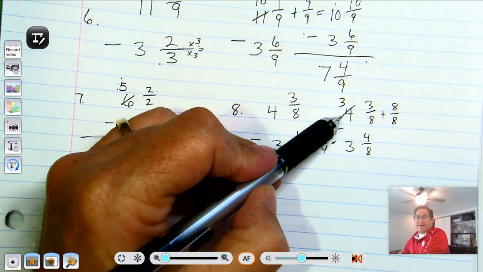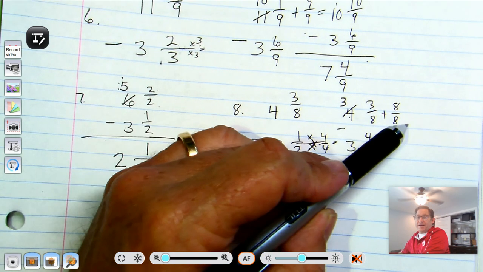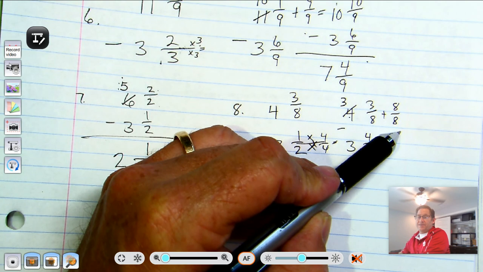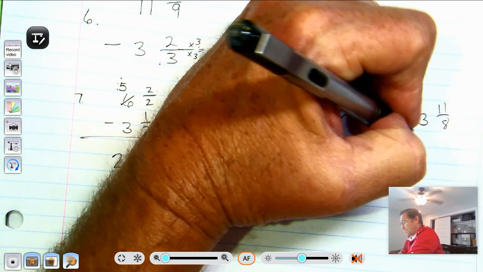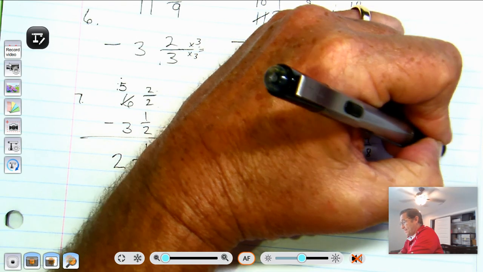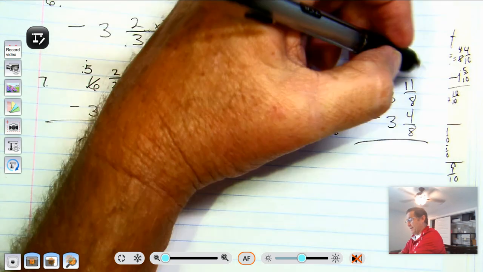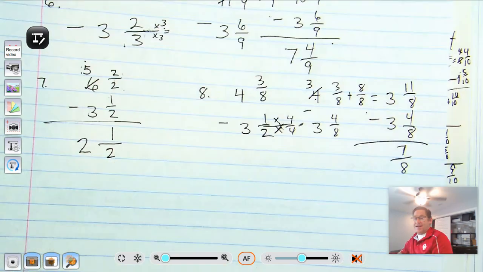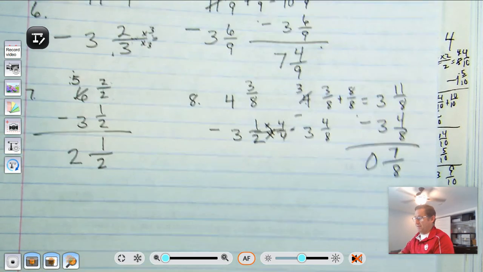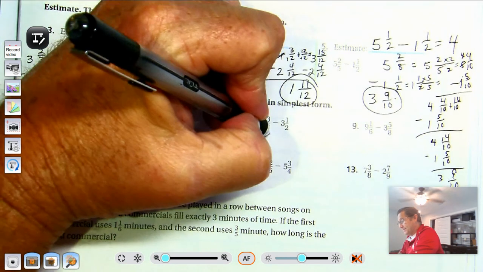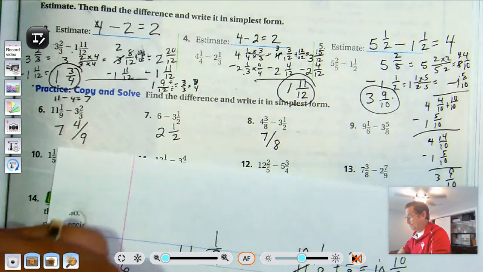Okay, so we're taking one of the ones from the 4 and trading it for 8/8 because 8/8 is equal to 1. All right, so now we're just going to subtract 11 and 4. That leaves us 7/8. And 3 take away 3 is 0. So our answer is 7/8. Number 9.